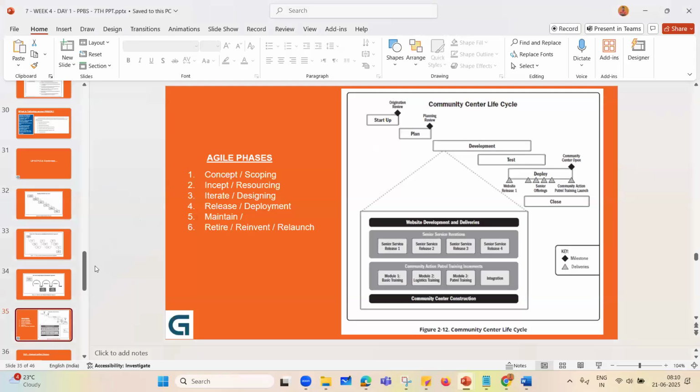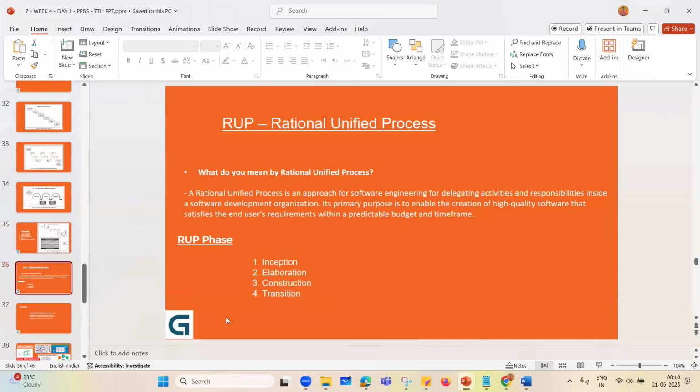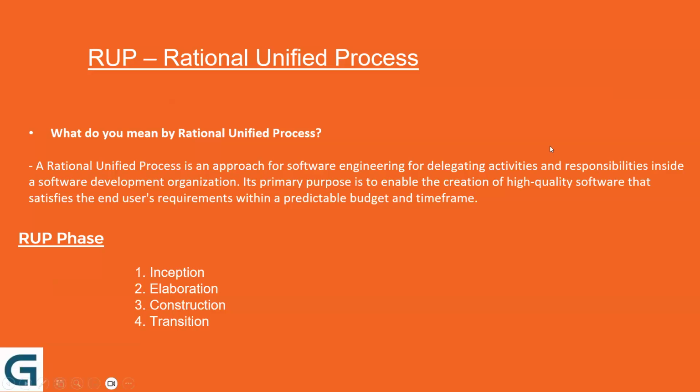So after this, let's understand RUP, Rational Unified Process. What we are focusing on here are various approaches, not just one or two. Many companies tweak the agile approaches, and they name it based on their organization or the way they want.